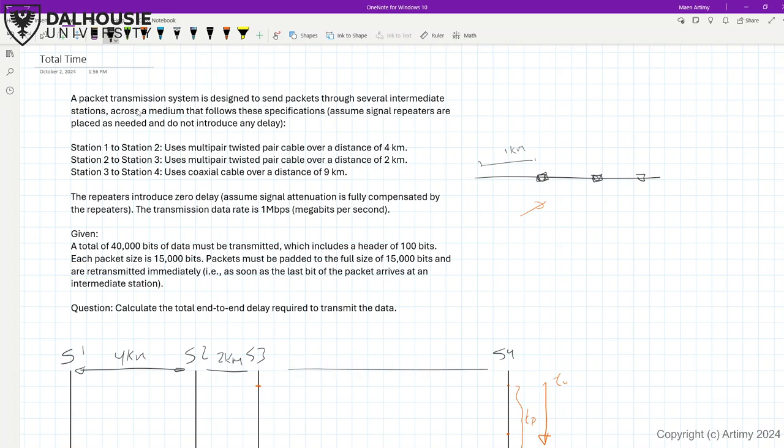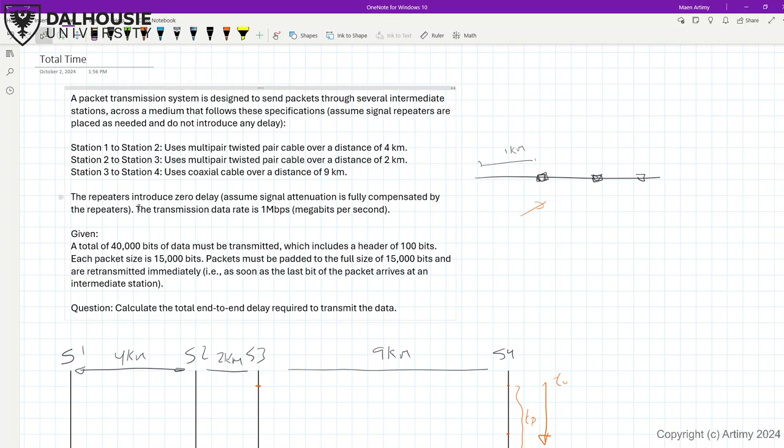And finally, from here to here is 9 kilometers. All right, why are we mentioning the type of the cable? The type of the cable affects the propagation time, right? Signals, or electromagnetic signals, travel through space at the speed of light in vacuum. But if we are sending them through any other type of medium, we have to consider the effect of that medium on the speed of light. So usually it's slower, of course. All right, so we will revisit this topic later.